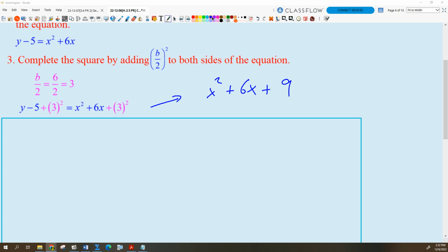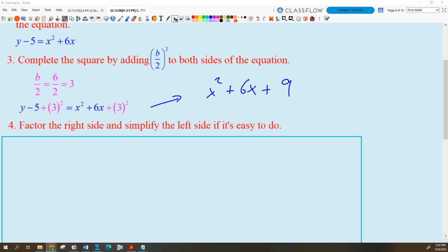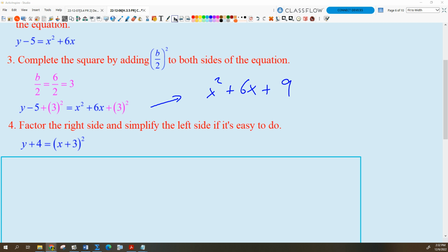What are the magic numbers I would use to factor that? 3 and 3, right? They have to multiply to 9 and add to 6. So what do you know? That means it's a perfect square trinomial if we get the same magic number twice. Okay, so on the left side, y minus 5 plus 3 squared is just y minus 5 plus 9. I can just simplify that, right? On the right side, what do we get? Well, you just told me the magic number was 3 twice. Did I even have to write this out, though? No, I didn't have to.